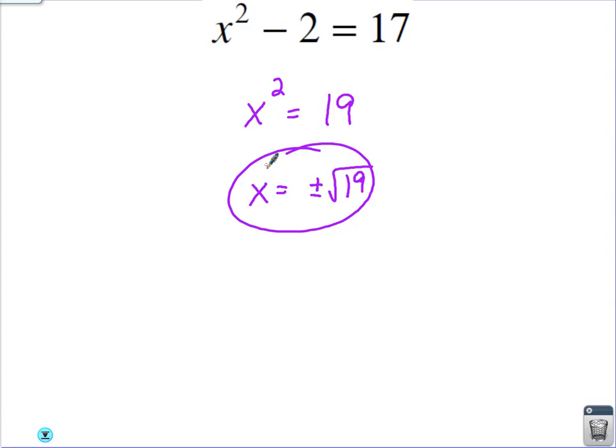If that had been like the square root of 20, we could split it into the square root of 4 times the square root of 5. So simplify if possible. If it will not simplify, leave it as the square root of 19. If you want an approximate value, just to where it makes more sense, x is equal to plus or minus.